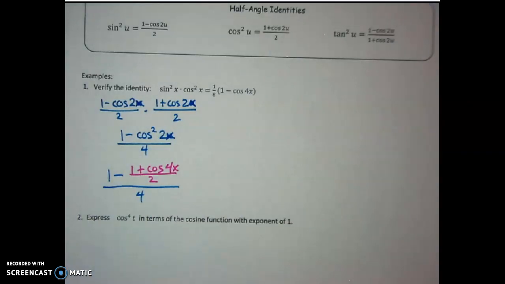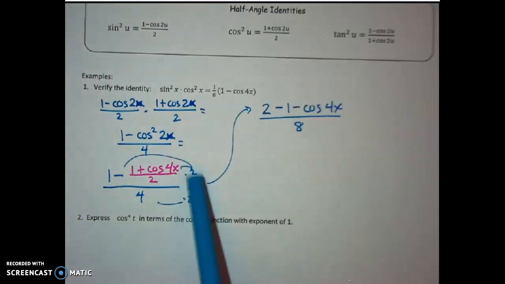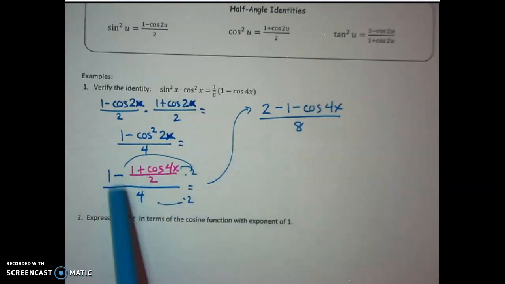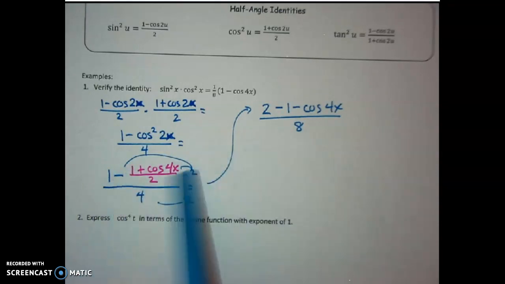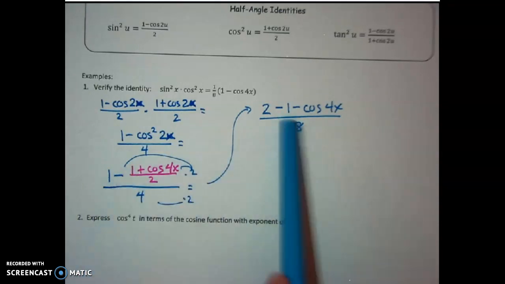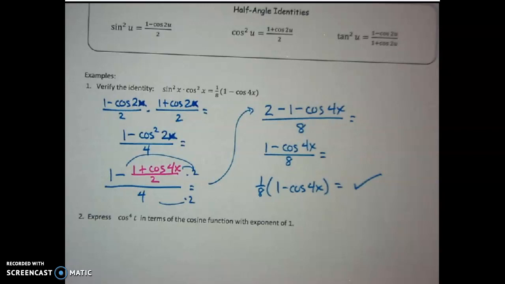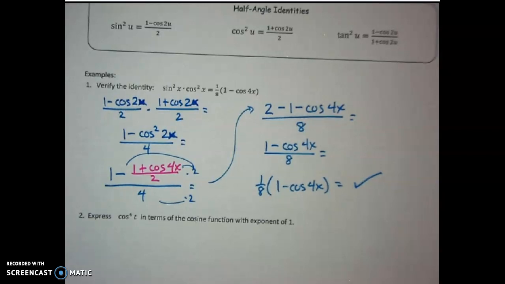Now we can't have a compound fraction, so I'd like you to pause the video and get rid of your compound fraction. When we multiply top and bottom by that denominator of 2 to get rid of it, we're distributing that 2 over there. And then remember, we're subtracting this whole fraction, so we also need to distribute that negative. Those 2's are going to cancel, but we need to distribute that negative. Go ahead and combine your like terms on your numerator, and we have verified that identity.